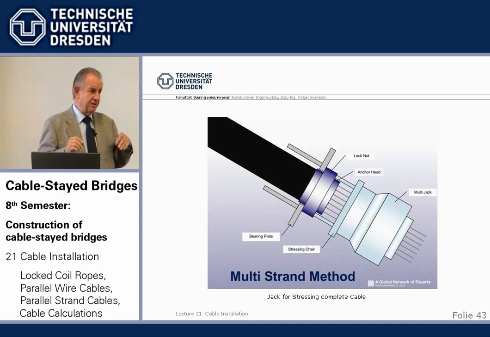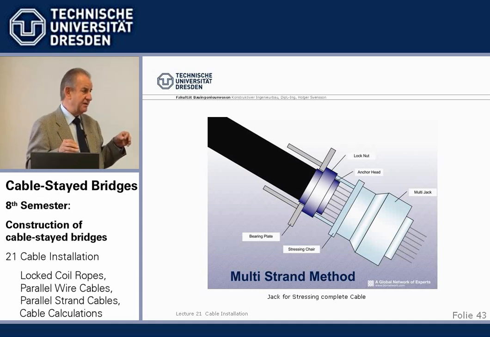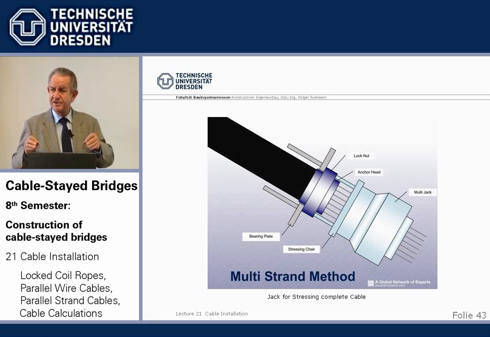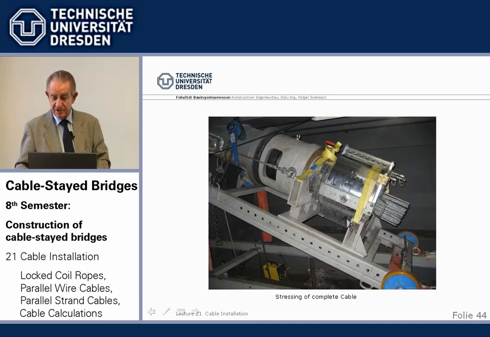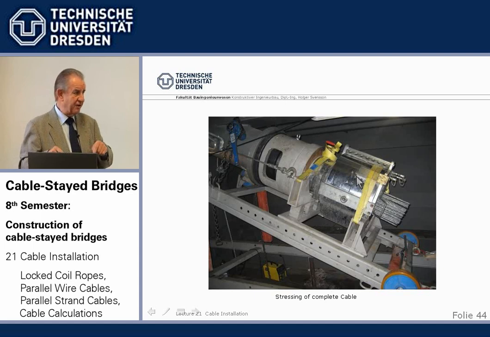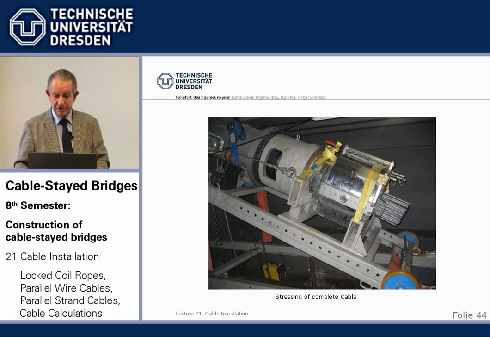We can also, after the initial installation is complete, stress the full cable. For that, we have to thread all the strands through and anchor it here and use a multi-strand jack, which we can see here, is a rather heavy thing. It has to be used for the shop fabricated cables all the time, because there we just have the full cable. It's not easy to move, but we can do it in one go instead of going to each individual strand.